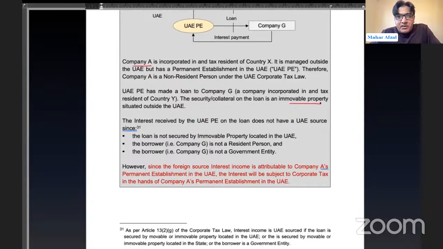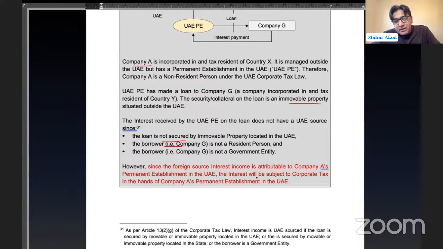This income is basically foreign source income. Interest received by the PE on the loan does not have a UAE source. This is not UAE source income because these are the conditions for UAE source income: the loan is not secured, the borrower is outside, the borrower is not a government entity, a non-resident person. Since the foreign source income is attributable to company A's PE in the UAE, the interest will be subject to corporate tax in the hands of company A's PE.